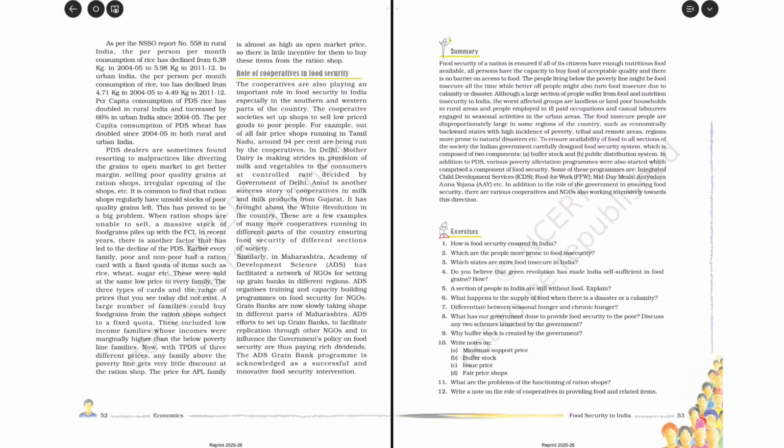Now, with TPDS of three different prices, any family above the poverty line gets very little discount at the ration shop. The price for APL family is almost as high as open market price, so there is little incentive for them to buy these items from the ration shop, end quote. This is where the pipeline really clogs up. The local PDS dealer. Right.